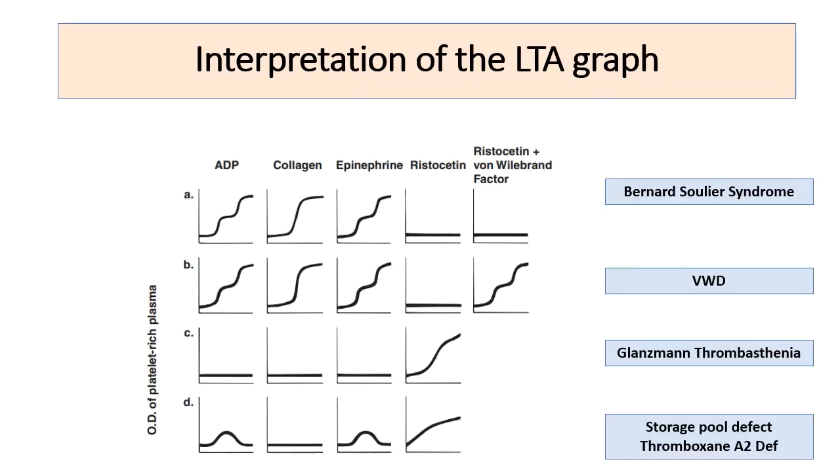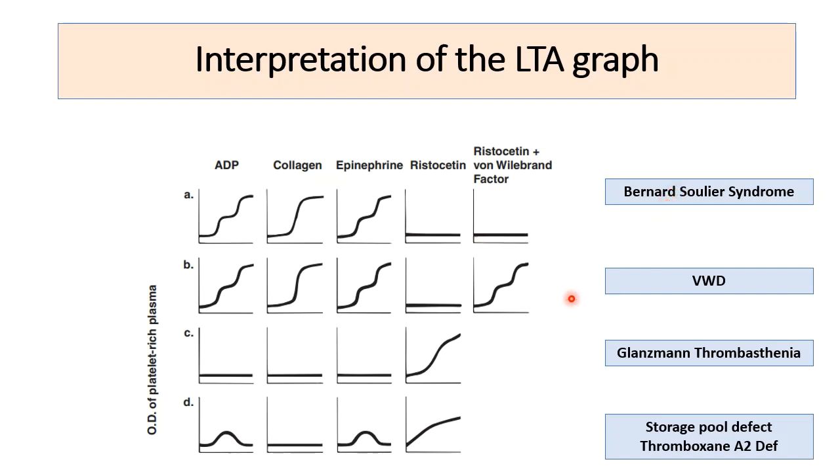So again, stressing on the interpretation: if ADP, collagen, epinephrine are all normal and ristocetin is abnormal, it is either Bernard-Soulier or von Willebrand. How do you differentiate? Add von Willebrand factor. If there is platelet aggregation after that, then consider von Willebrand disease. If there is still no aggregation, then it is Bernard-Soulier.